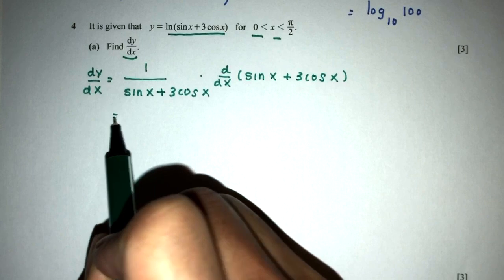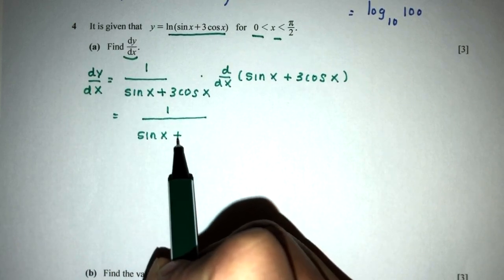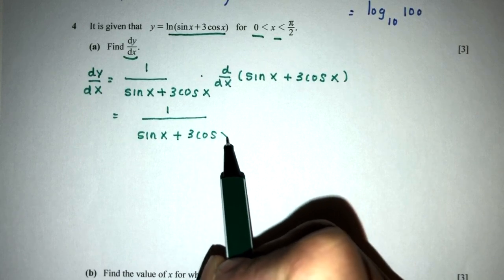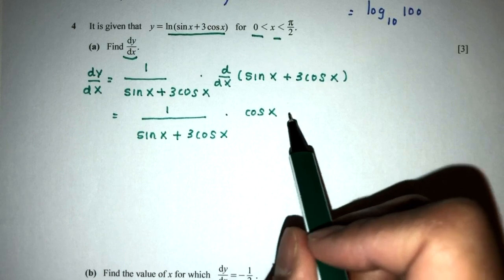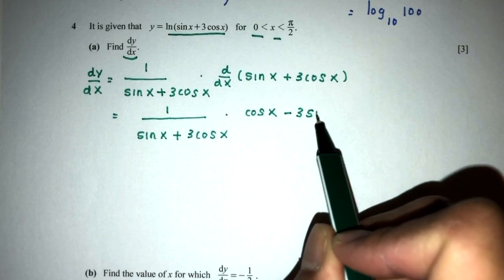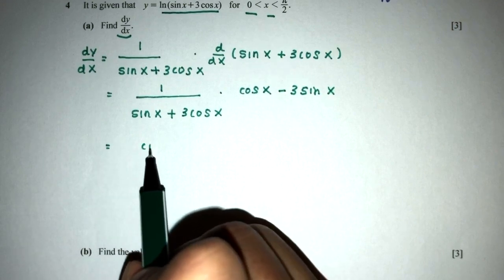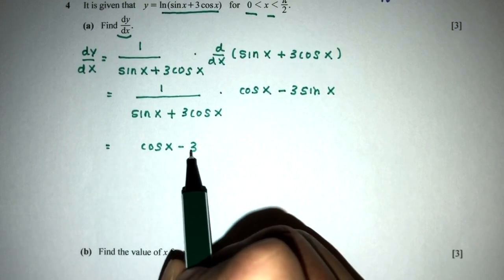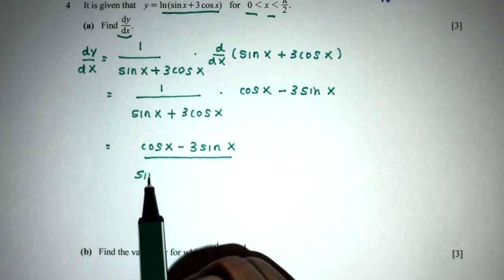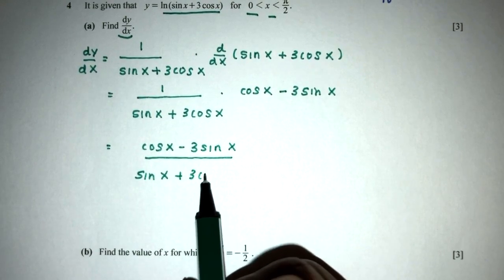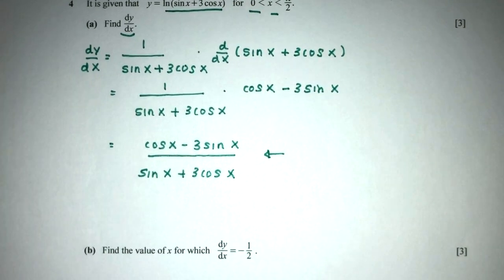Okay, so that will be 1 over sin x plus 3 cos x, and this will give you cos x minus 3 sin x. So simplify. You will have cos x minus 3 sin x over sin x plus 3 cos x as your answer for part 1, dy by dx.